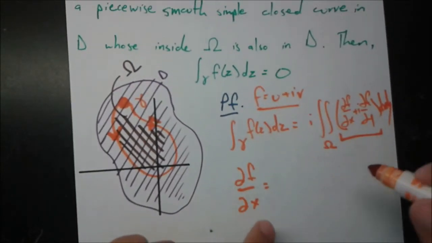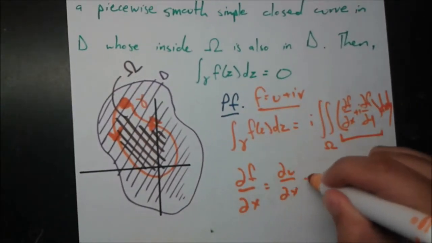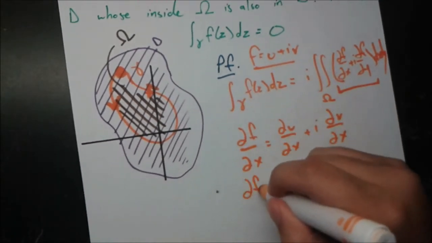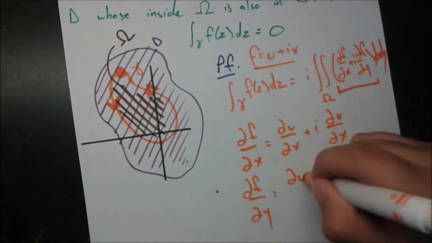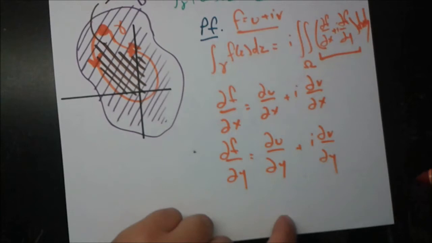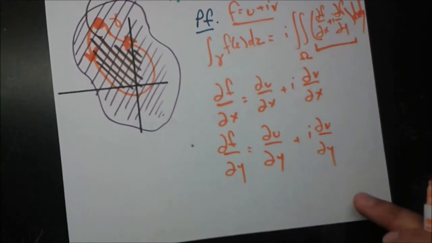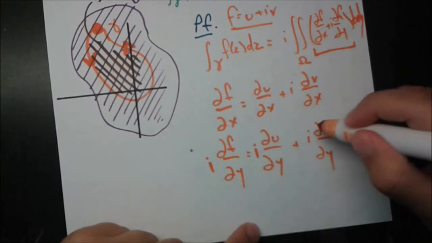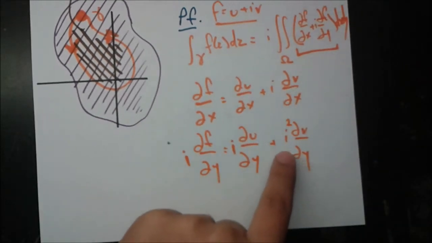And so we can split this up as du dx plus i dv dx. And the same way we can split up df dy as du dy plus i dv dy. Now why does this help us? This helps us because now we're going to add these two together. We're going to put i in front of this, so this is going to get i in front of it, and this is going to get i squared, which is going to make it -1.